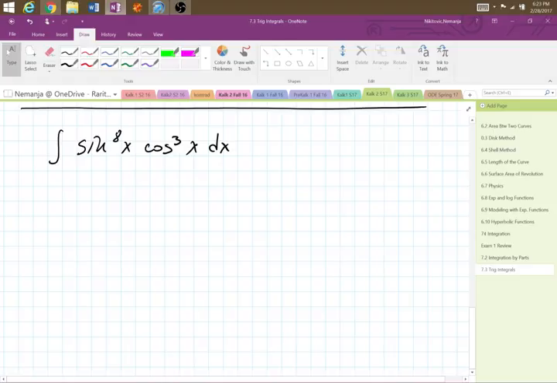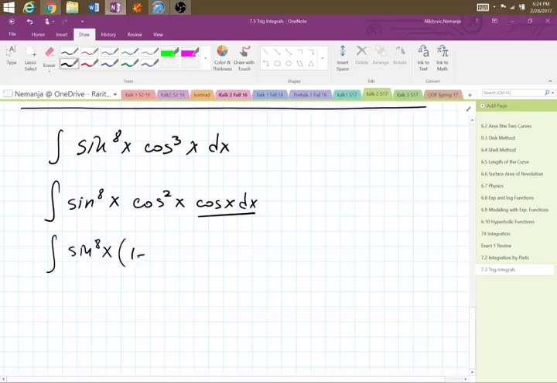What does that even mean? Cosine. You see, if I peel off, and that's the technical word, one of the cosines and save it for du, what's left behind is cosine squared. And what can I do with cosine squared? I can transform that cosine squared into 1 minus sine squared. So it will be sine to the 8x times 1 minus sine squared.